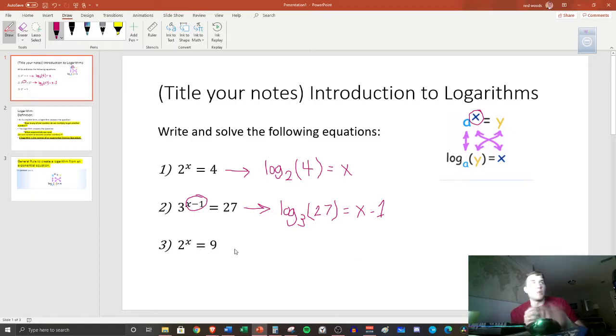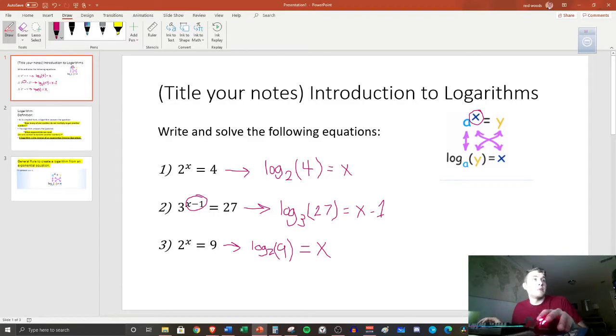Let's do this last one here, the one that we didn't know the answer to, but with the logarithm, we're going to be able to figure it out. So let's go ahead and convert it. The base is 2. So I say log base 2. That's how you'll say that out loud. Of, so it's log base 2, the number that goes in here, you say of 9 equals x.